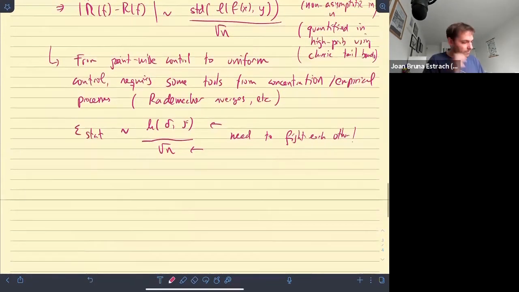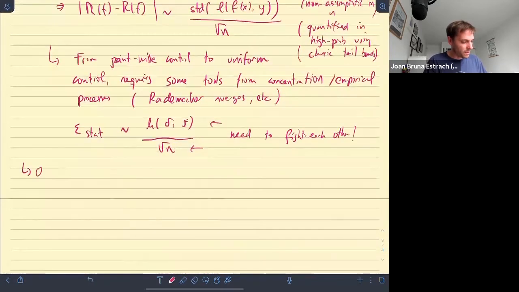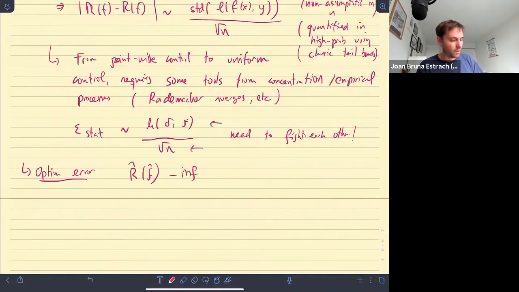All right, and the last term that we have in this picture is the optimization error, which, as I remember, penalizes us for not being able to exactly solve this optimization problem. Okay, so these measures.